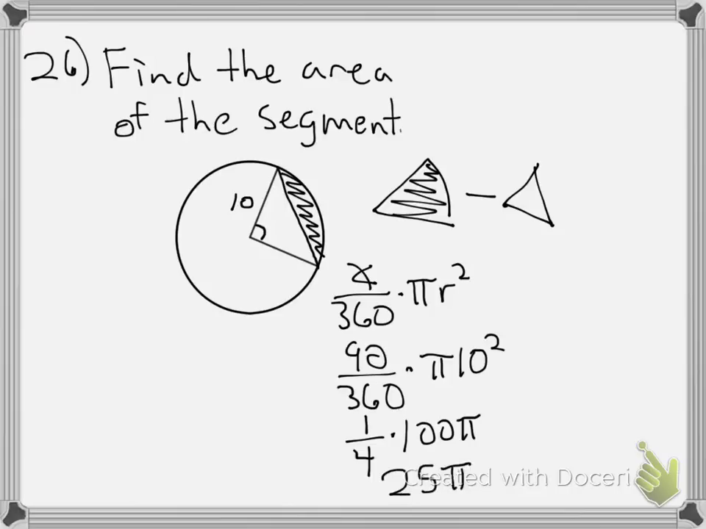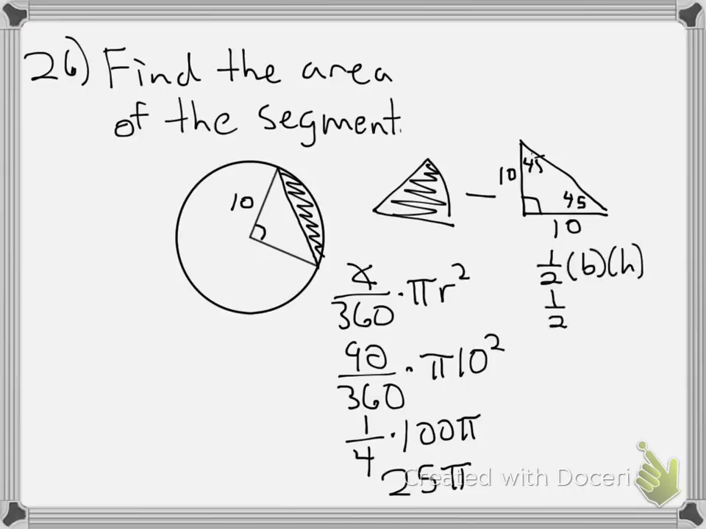Now, for the triangle, if we look at it a little more closely, in this triangle we have a 10, since that's the radius, this side is also 10, and it's a 45, 45, 90. So really if they just gave us the 45-degree angle only, we would know it's a 45, 45, 90 because the two sides are the same. So the area of the triangle is 1/2 base times height. The base is 10, the height is 10, so we get 1/2 of 100, or 50.